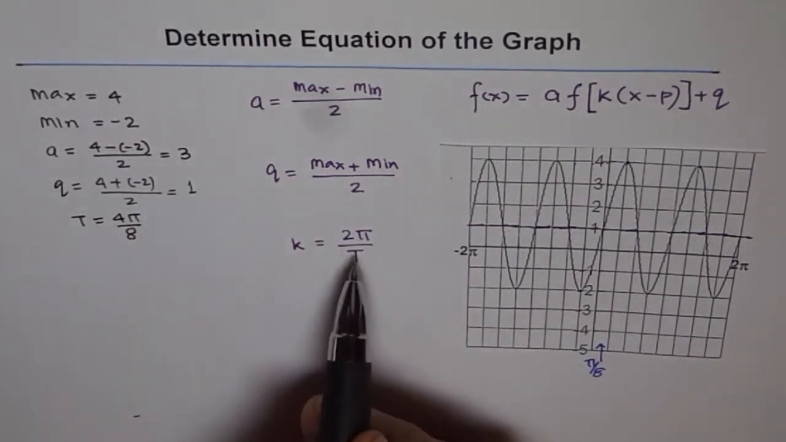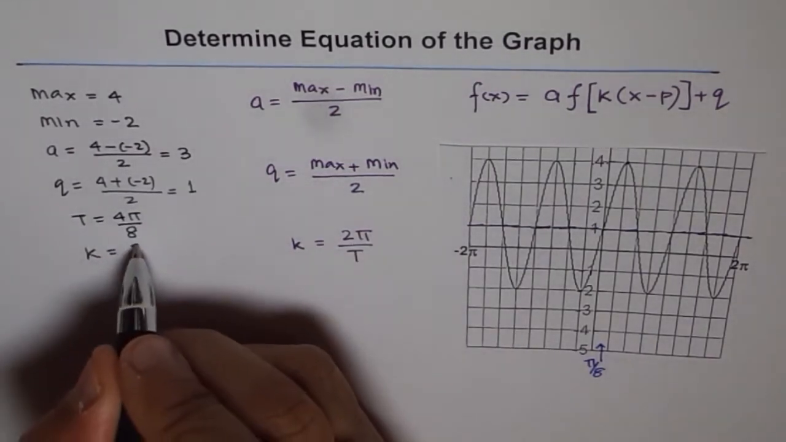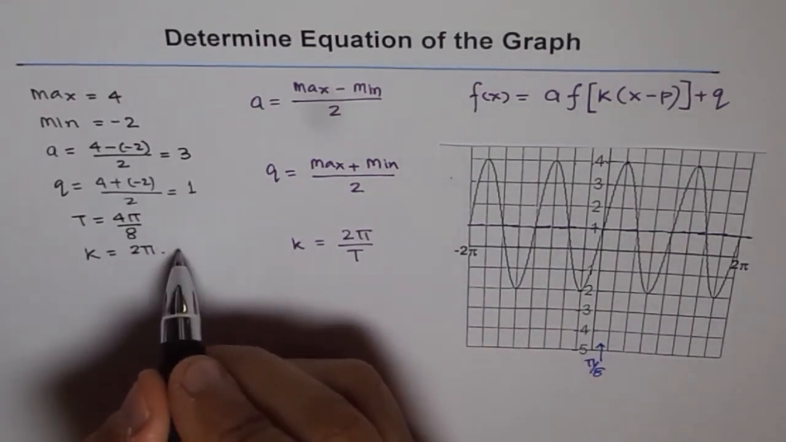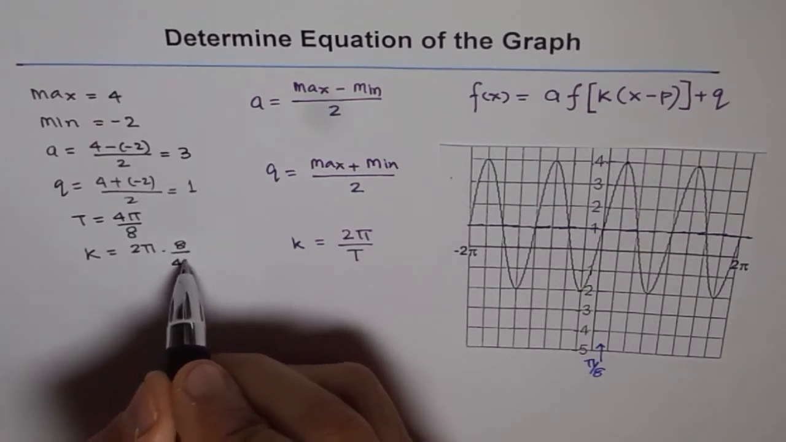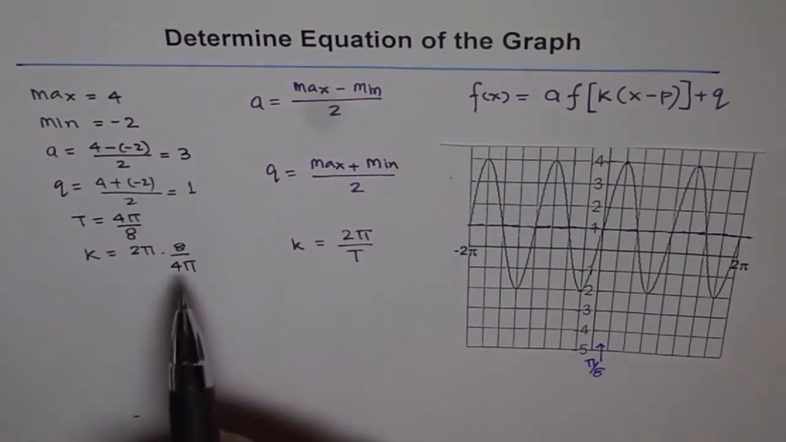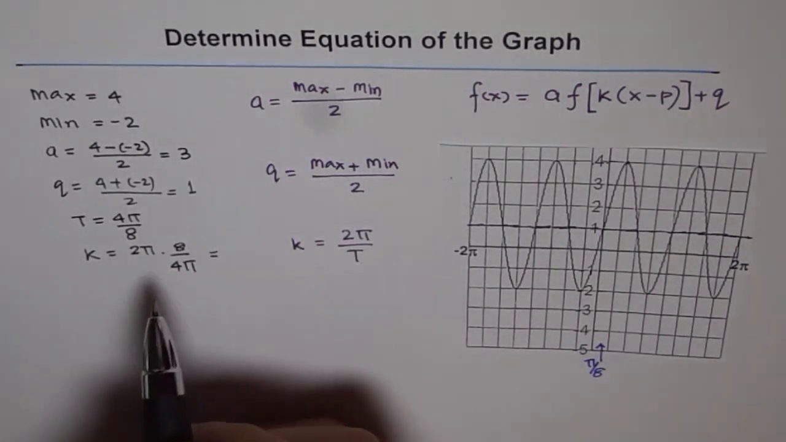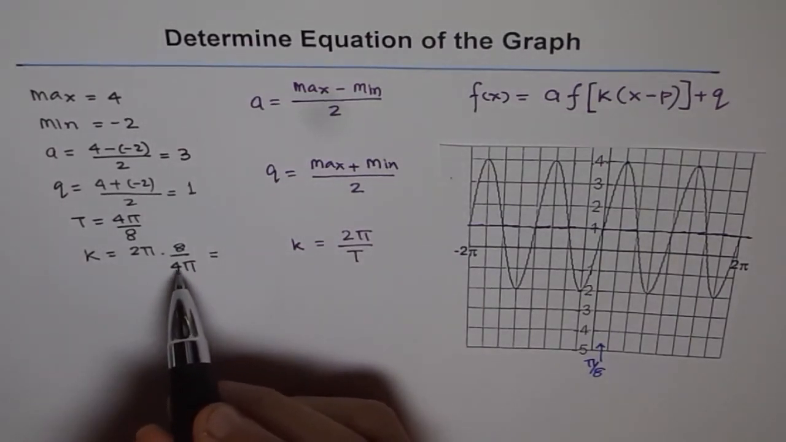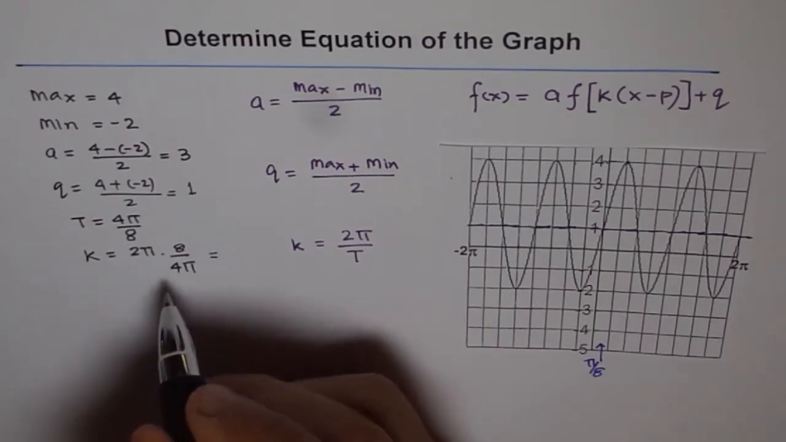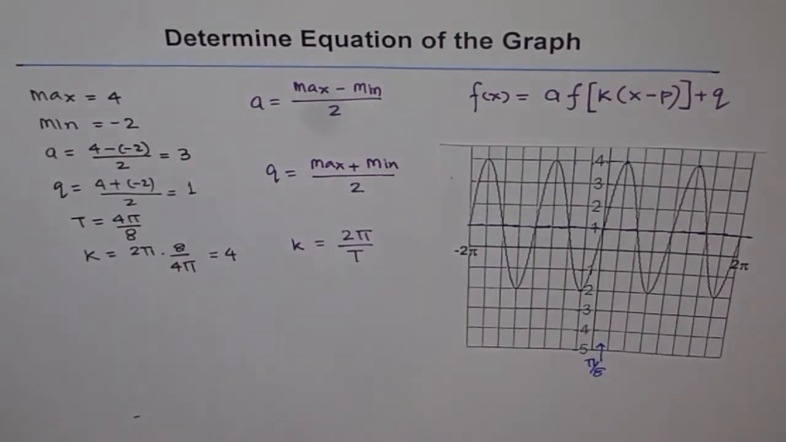Since time period is 4 pi by 8, what is the value of k? So k is 2 pi divided by T, or multiplied by 8 over 4 pi. Is that okay? Because 1 over T is 8 over 4 pi. So that gives us the k value. I can simplify this and say 4 goes 2 times, pi and pi cancel out, right? So I get 4. So k is 4. You will note one more thing.